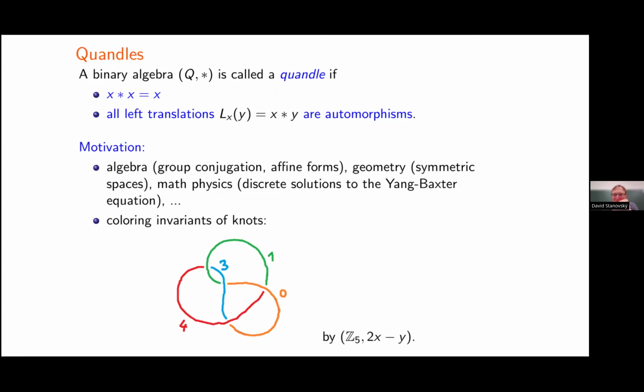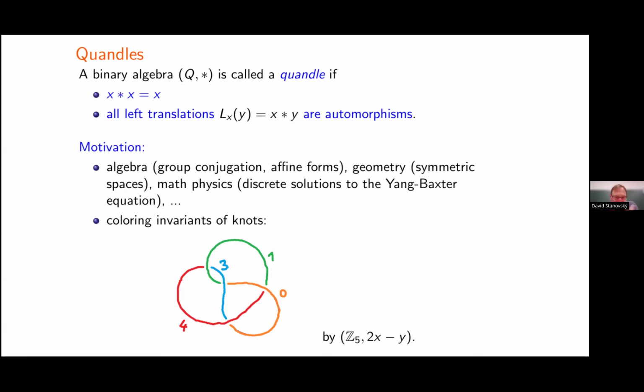So here is just a motivating picture. You have a figure 8, which is colored by the quandle with 5 elements, where the operation is 2x minus y modulo 5. So the Fox coloring is actually a particular type of this quandle coloring. So that's maybe the main motivation. But I don't want to talk about that.